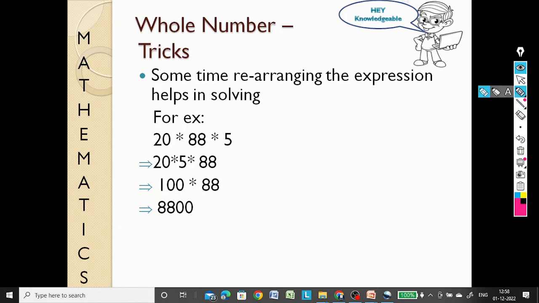Coming to another trick, sometimes rearranging the expression helps you in solving. Suppose you have been given this expression to solve: 20 into 88 into 5. What we can do is just rearrange. We can bring the 5 with 20. So 20 into 5 gives you 100 and 100 into 88 gives you 8800.